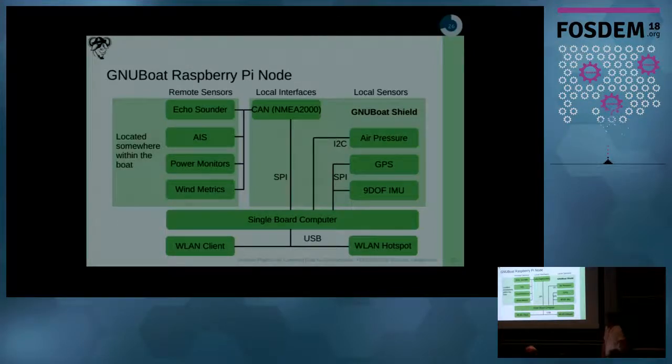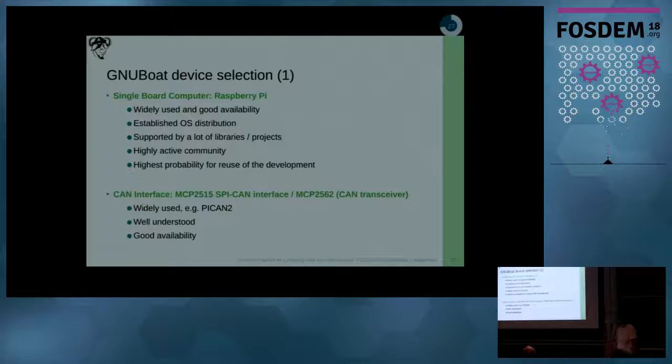So basically, we built this shield here, this head for the Pi, and this is connected to what is present in the boat anyway. So we have a lot of devices to select. For the single board computer, we were going with the Raspberry Pi. It was available. It is widely used. There's a lot of support for that, and it's a highly active community, so we like it.